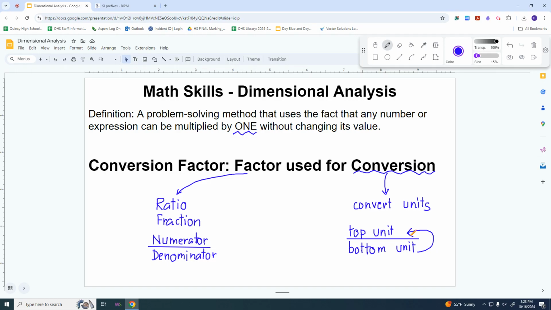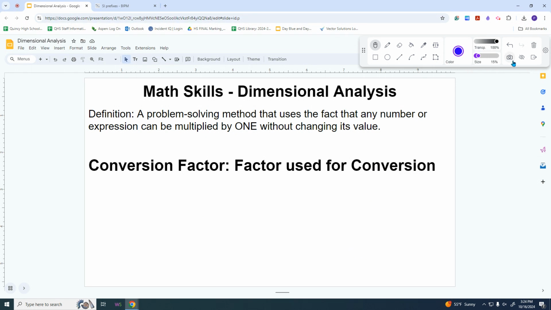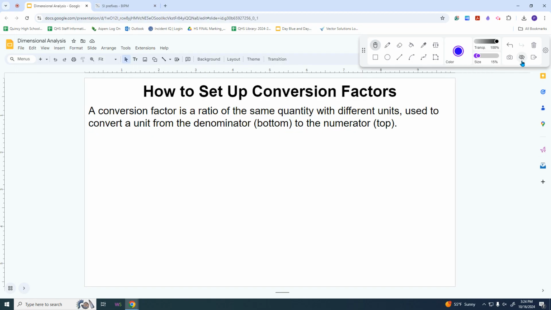Okay, so the top unit is the one that you want. This is the one that you want, the top unit. So we are going to learn how to set up a conversion factor. So a conversion factor is a ratio of the same quantity. So you got to know this one, same quantity with different units.